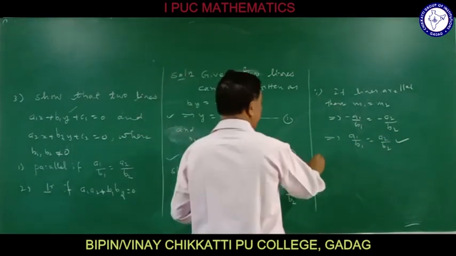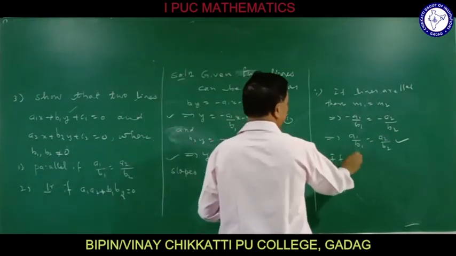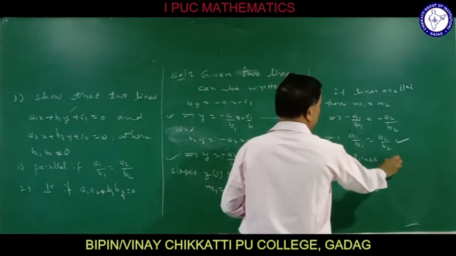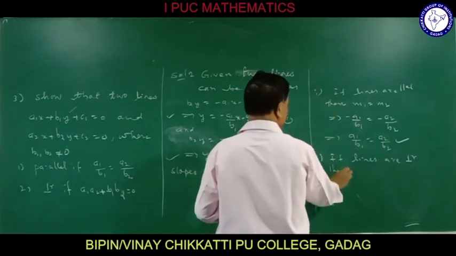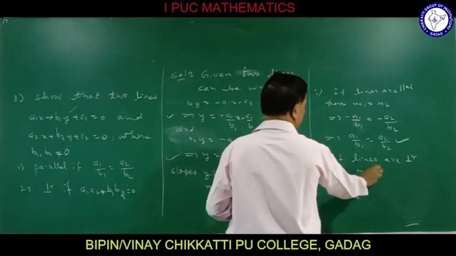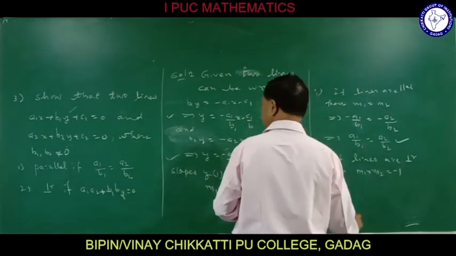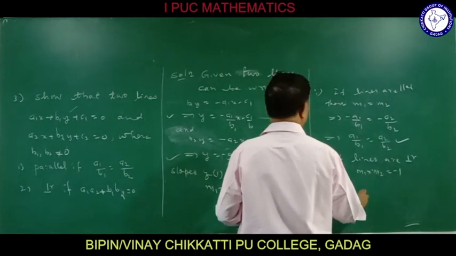And the second is, if lines are perpendicular, then m1 into m2 is equal to minus 1. What is this m1?